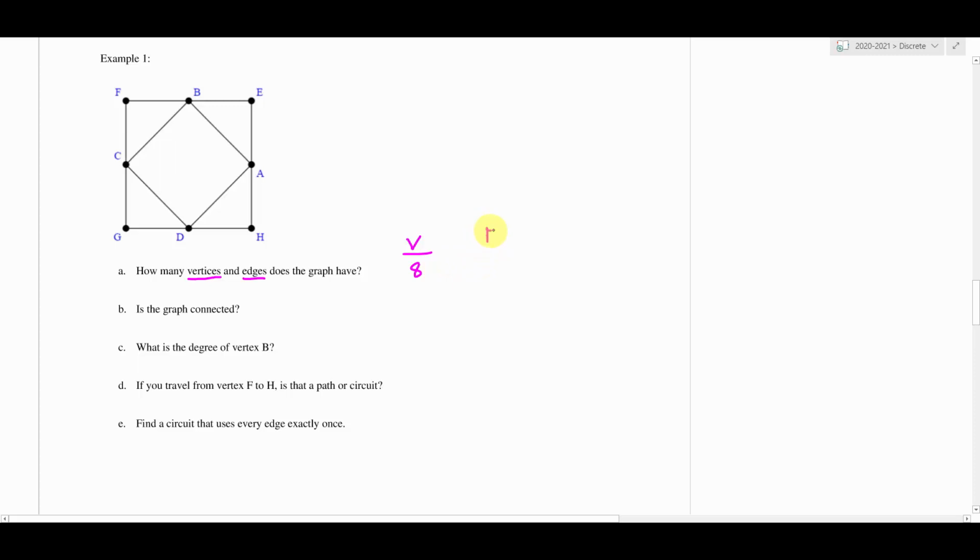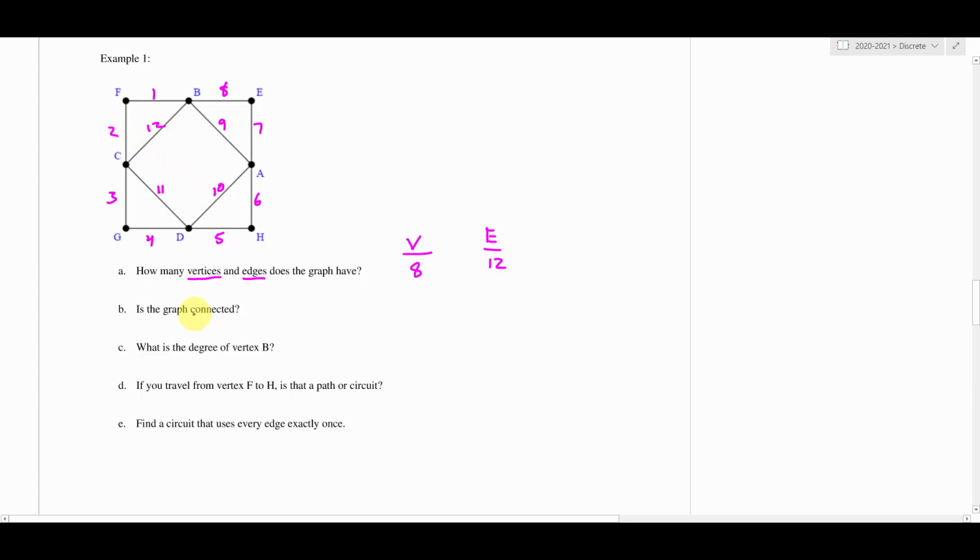Okay, edges. All right, so we can go through and count up the edges. So we have 1, 2, 3, 4, 5, 6, 7, 8, and then we have this one down here, so 9, 10, 11, and 12 edges. Okay, so there are 8 vertices and 12 edges.